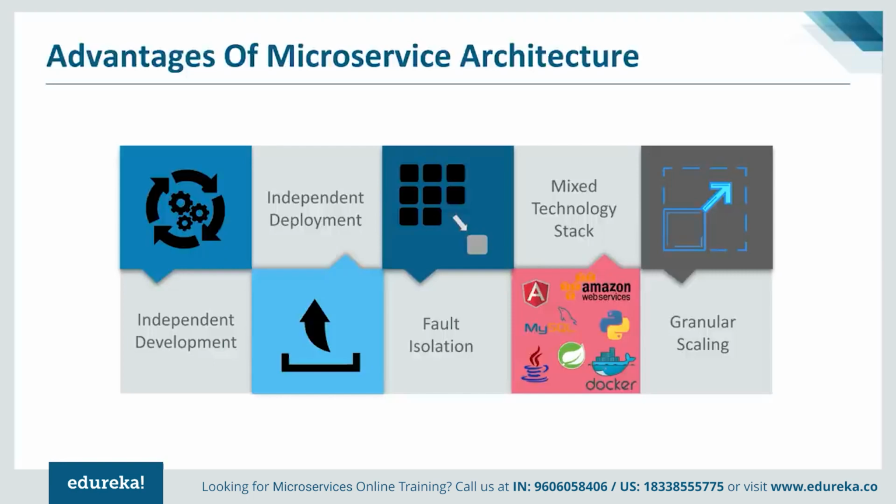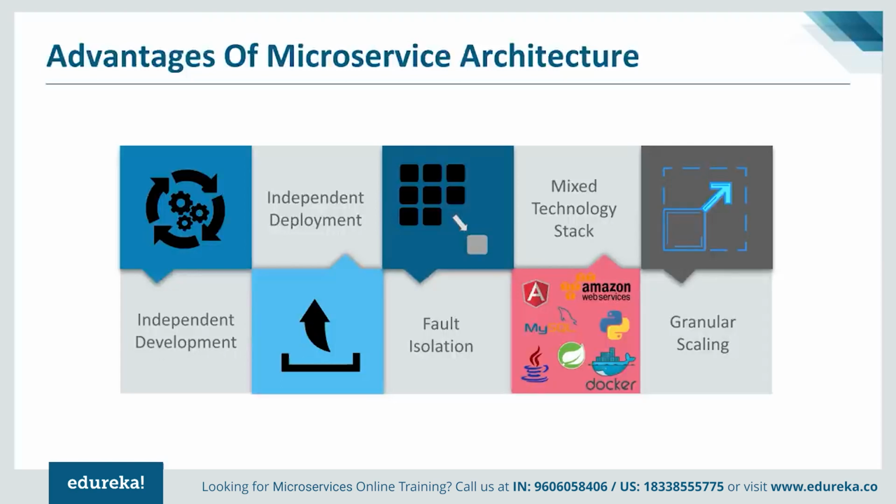Right. So next is fault isolation. It is a very big advantage, guys. Basically, if a service goes down, it won't take the entire application down with it. For example, if my cart service goes down, my entire application is largely unaffected. Unlike the monolithic architecture, where if one of my components goes down, the entire application fails to work. Next is mixed technology stack. Because of this feature, teams can pick any technology which fits best for their service, right? And last but not the least, granular scaling, which means that services can be scaled independently.